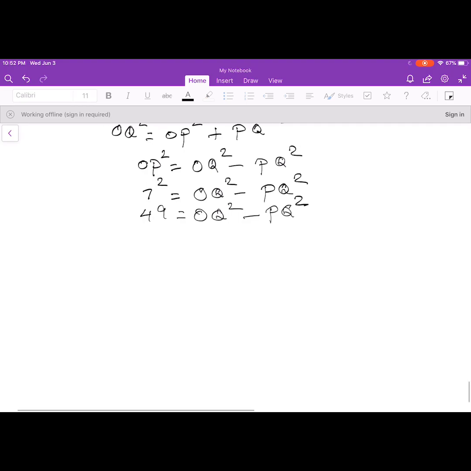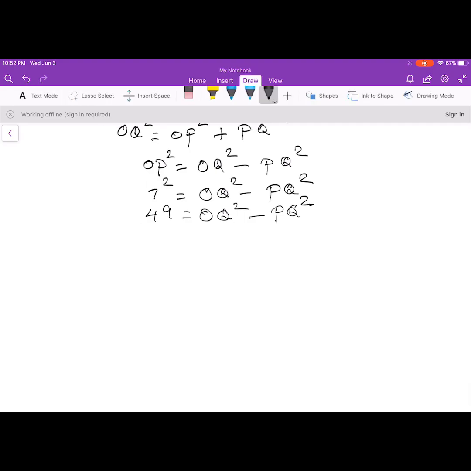This is my equation 1. I'll take this as my equation 1. And they have given for us OQ minus PQ is equal to 1. So this is my equation 2.